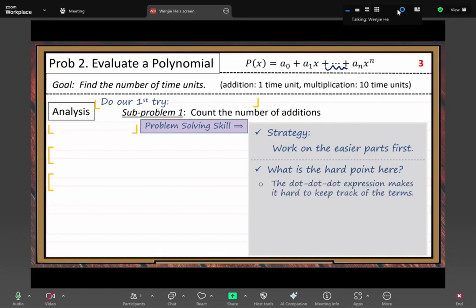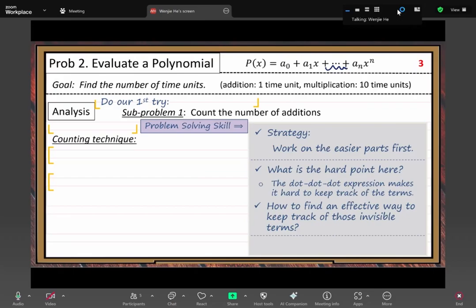Right. So now we want to keep track of the data. And we need some effective method to help us do that in this situation. So now let me talk about that counting technique, one effective counting technique that later we will use many times.